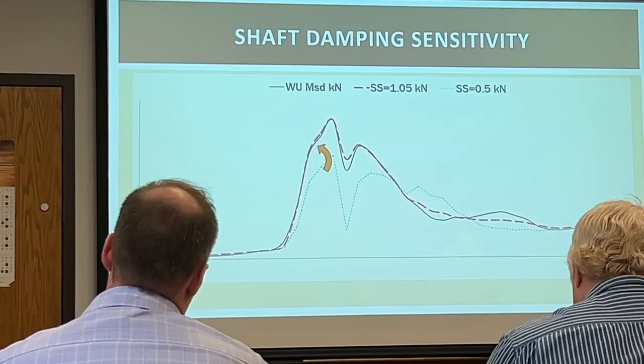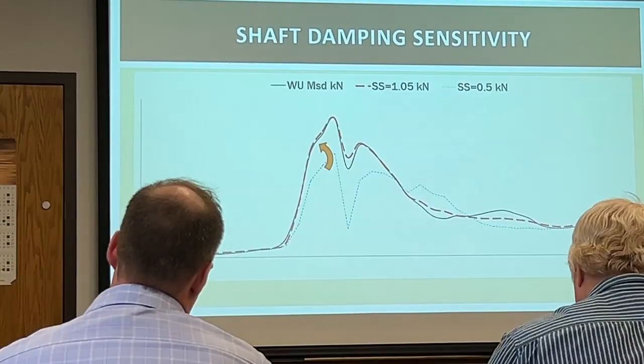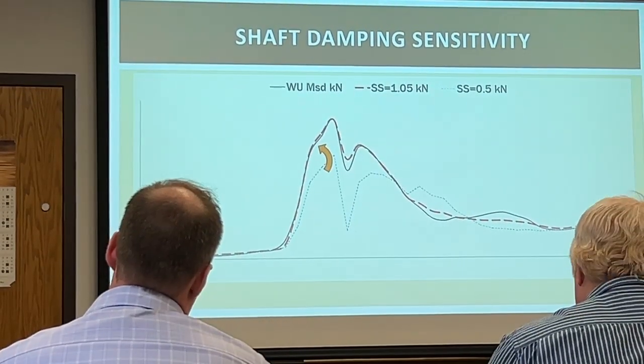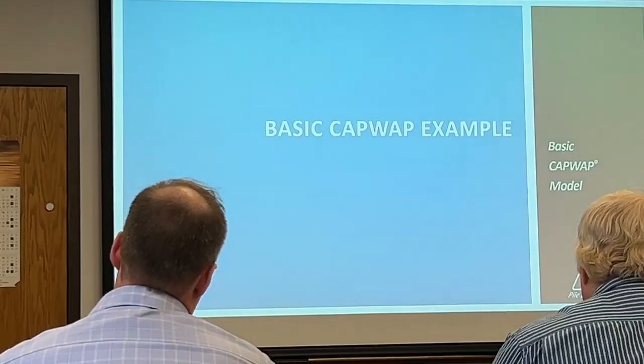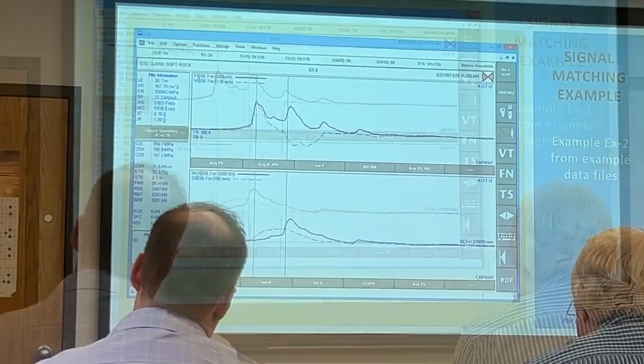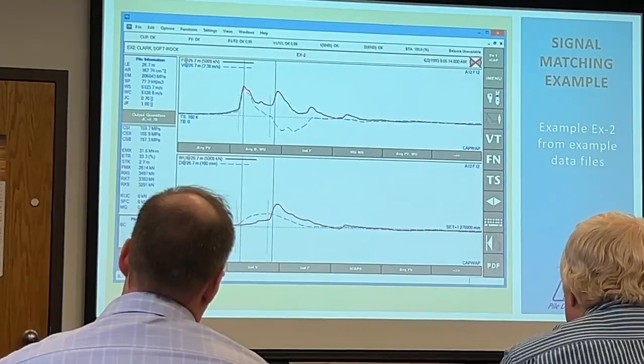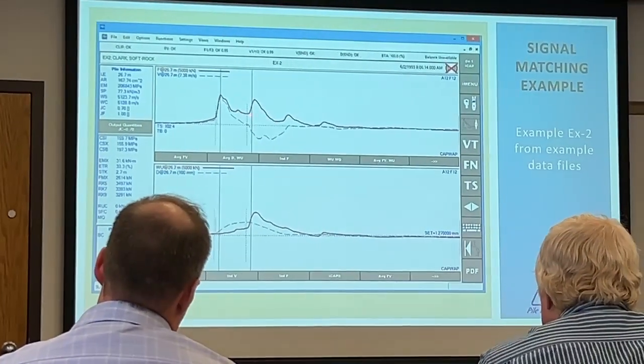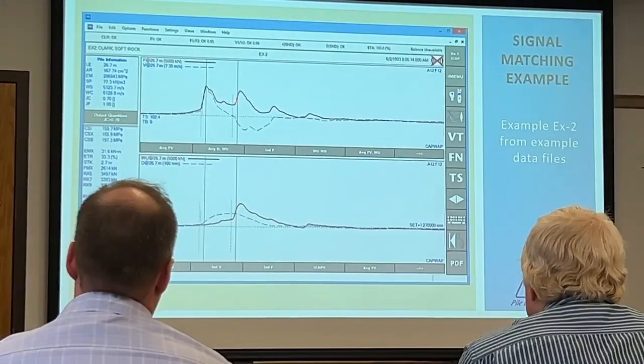So all of these things we're doing both manually and automatic when we're running the cap lab. So here's an example of a basic proportional. Any shaft resistance? Yes. Fixed end or free end?